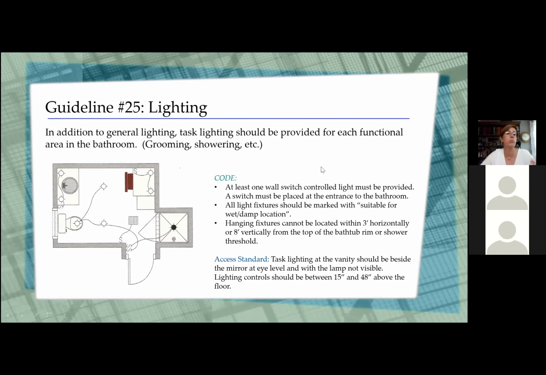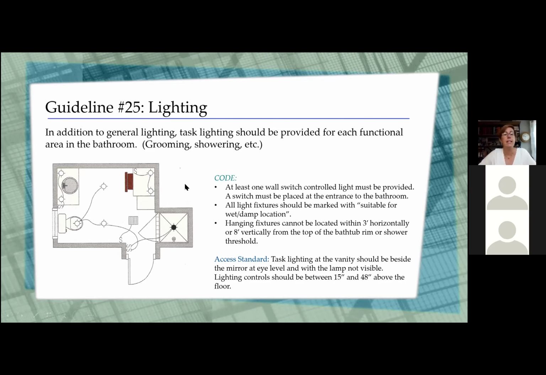Code requires that we've got one wall switch that's going to control the lights, and it's got to be placed at the entrance to the bathroom. Fixtures should be marked suitable for wet or damp locations, and any hanging fixtures can't be located within 3 feet horizontally or 8 feet vertically from the top of a bathtub rim or a shower threshold. There is a design trend where you might have a freestanding bathtub in a bathroom, and design wise they want to put a really cool chandelier over top of it. A lot of times this won't meet code.